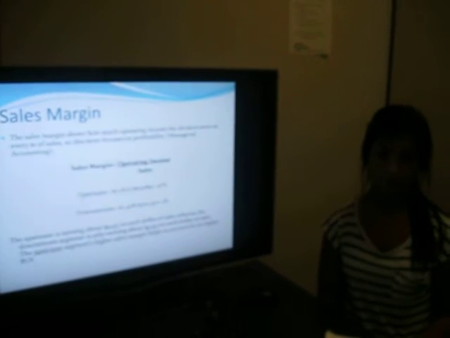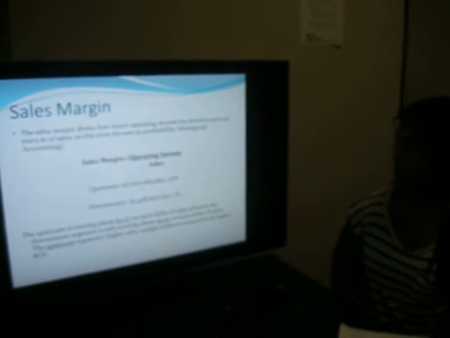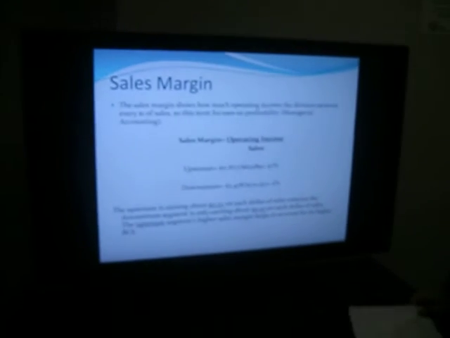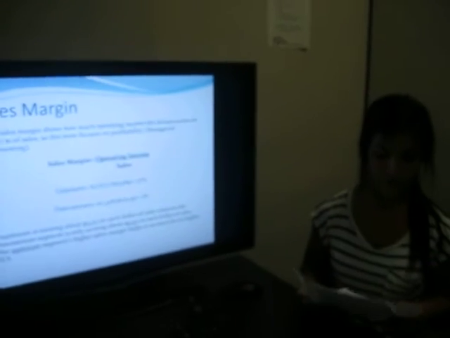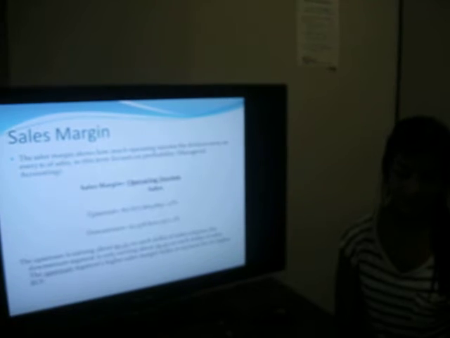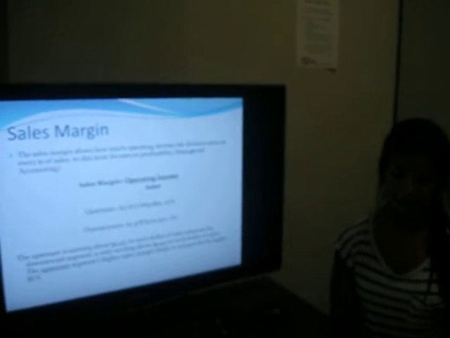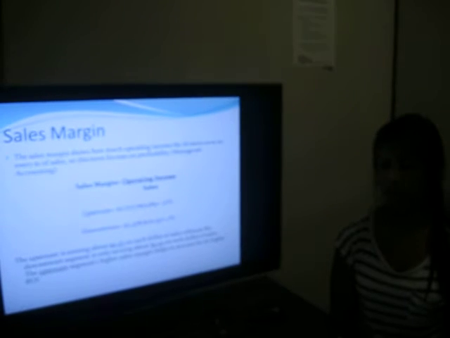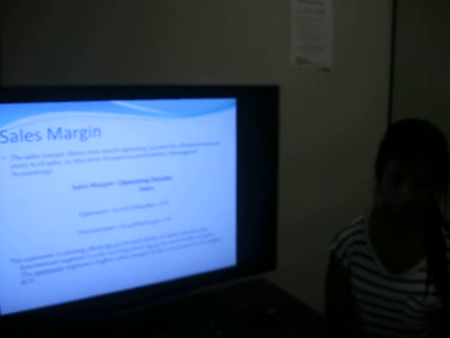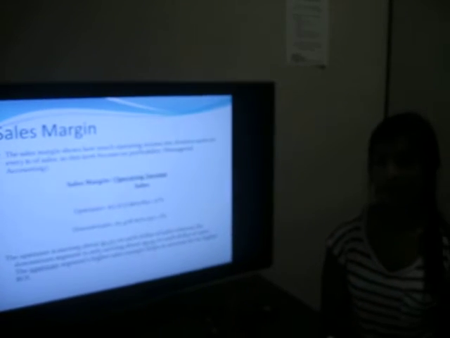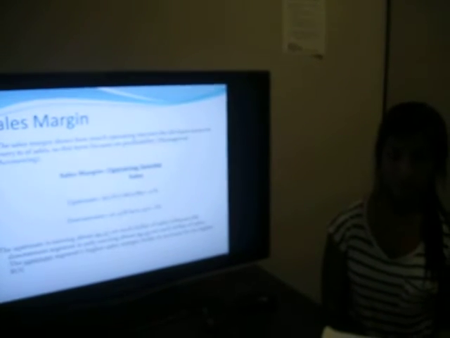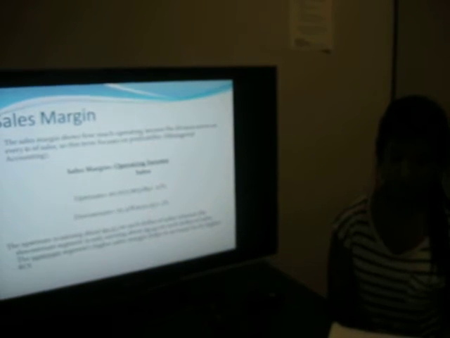Now looking at the two different segments calculated, we calculated the sales margin, capital turnover, and return on investment. The sales margin shows how much operating income the division earns on every dollar, so this term focuses on profitability. The sales margin equation is operating income over sales. For upstream, we got 27% and downstream was 1%. The upstream is earning about 27 cents on each dollar, where the downstream is earning 1 cent per dollar of sales. So with this, the upstream segment's higher sales margin helps to account for its higher ROI.